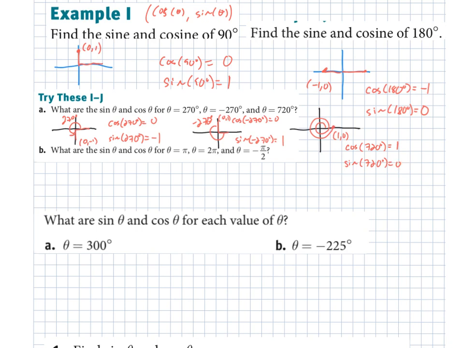The next problem in try these B, where I'll pause for you to try on your own again, is these same kind of major angles, but with radians. So just remembering where those fall on the unit circle. I'll go ahead and pause, and then you can see the answers after you try them yourself.